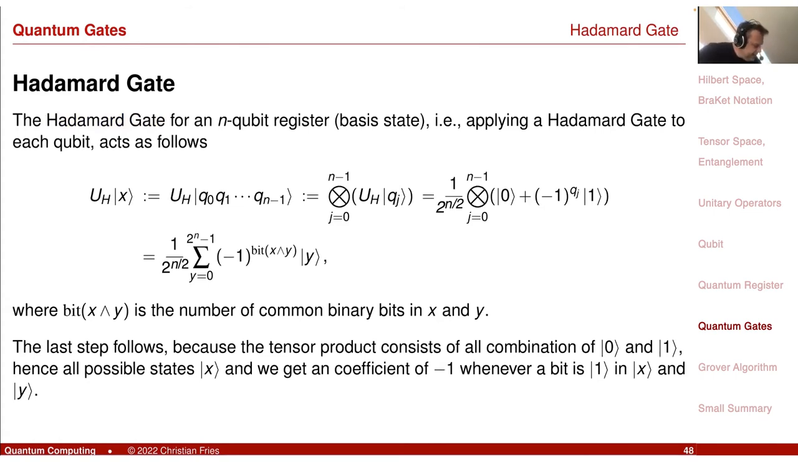So assume that we have a state ket x. So ket x is now a basis state. It is labeled with my bits, Q0, Q1, and so on, up to Q(n minus 1). And now I'm applying a Hadamard gate to the quantum register in the sense that I apply the Hadamard gate to each qubit. So that means I look at the tensor product of U_H applied to ket Q_j. Since we sometimes need the i for the imaginary unit, I hopefully try to always use j, not to confuse you. So the tensor product of applying the Hadamard gate to the bit Q_j.